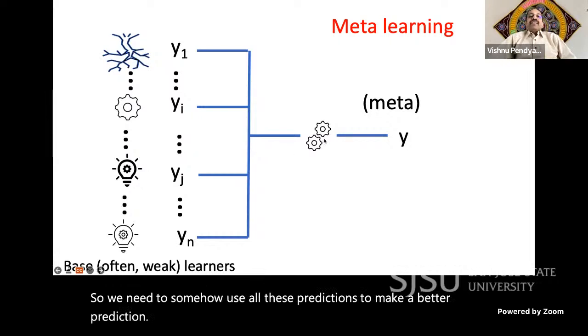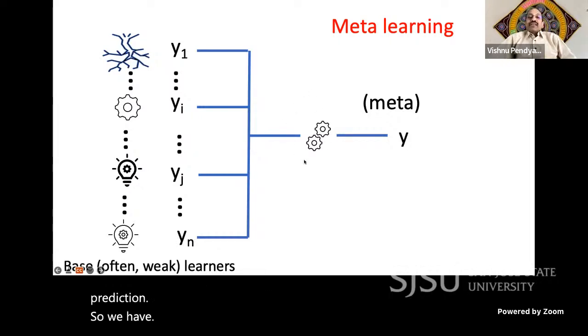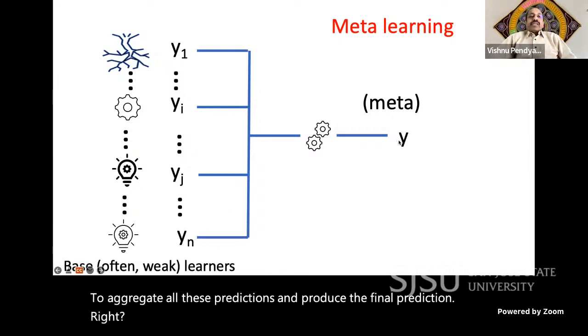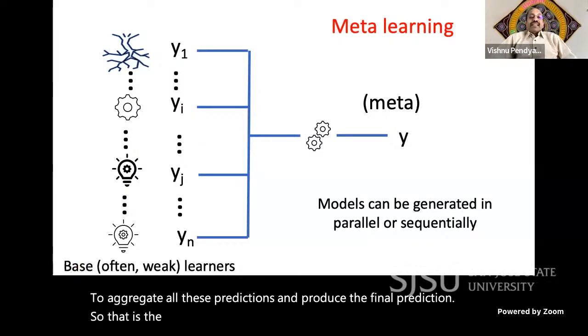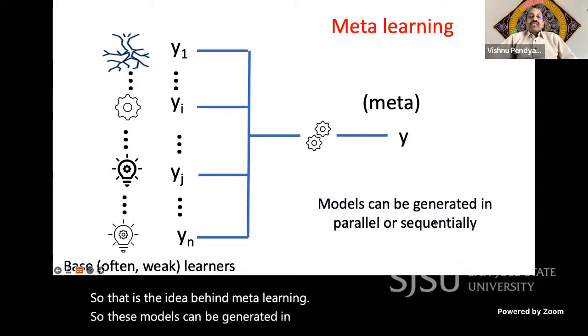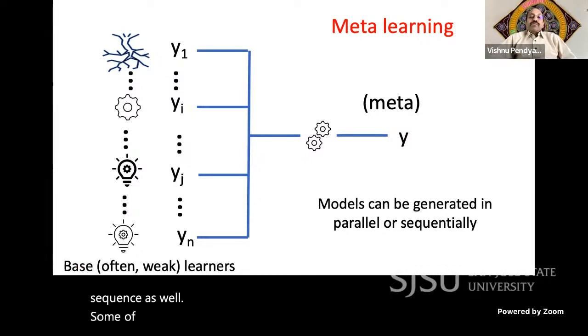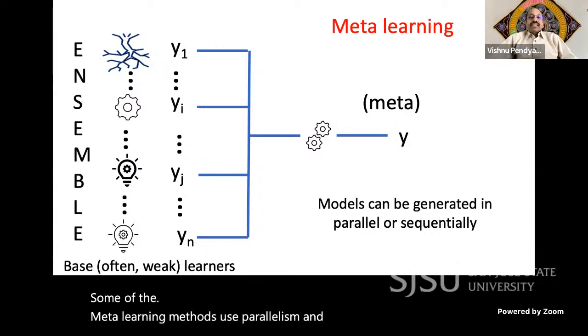So we have an aggregation algorithm, right? Some kind of aggregation to aggregate all these predictions and produce the final prediction, right? So that is the idea behind meta learning. These models can be generated in parallel, or they can be generated in sequence as well. Some of the meta learning methods use parallelism, and some of them do it sequentially.